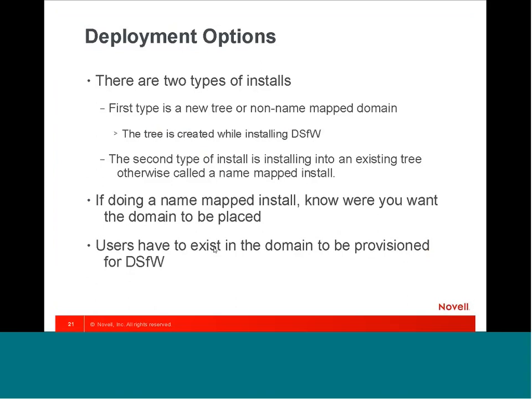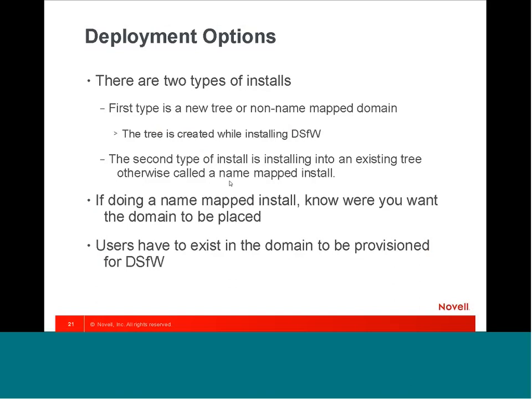So we'll go over some of the deployment options here. It comes down to two types of deployment options. One is a brand new tree, and the other is installing into an existing tree. The brand new tree is called a non-name mapped domain, meaning it's not mapped to any container. It's a brand new tree, brand new domain, brand new everything. The second type, and it's usually the most common, as people already have eDirectory installed, we call a name map, because you're mapping to a name or a specific container in your tree.